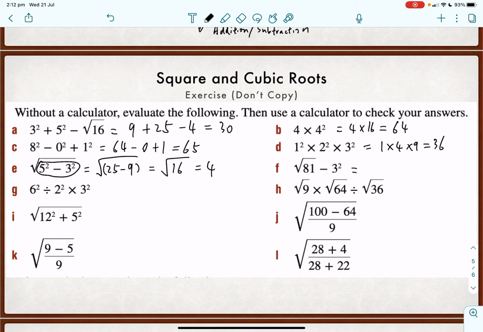Now in here, we have both square root and power. So we do both of them first. 9 times 9 is 81. Minus 3 times 3 is 9. Oh, 0.